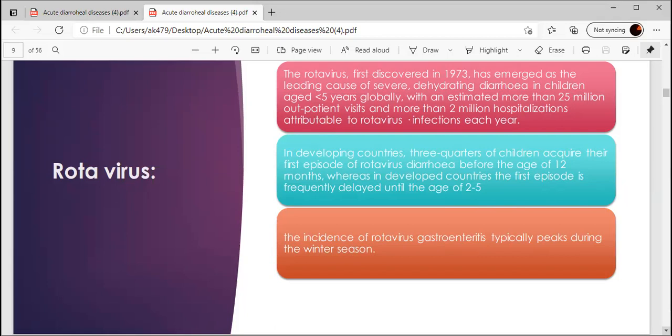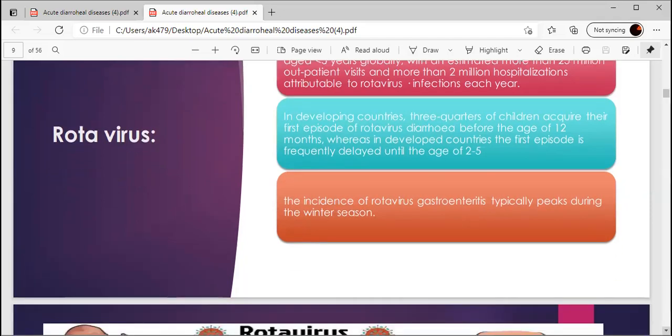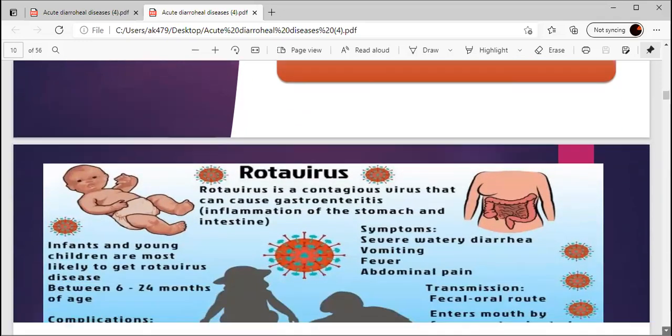In developing countries, 3/4 of children acquire their first episode of rotavirus diarrhea before the age of 12 months, whereas in developed countries, the first episode is frequently delayed until the age of 2 to 5 years. The incidence of rotavirus gastroenteritis typically peaks during the winter season.